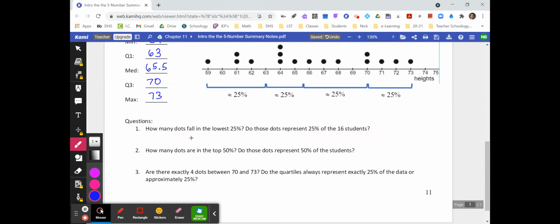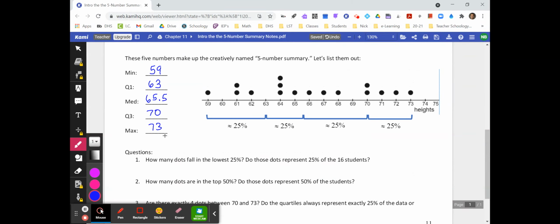So let's answer these follow-up questions here. So how many dots fall in the lowest 25%? So go ahead and pause the video and let's count those up. Hopefully we saw that we had 4 dots there in that lower 25%. And then a follow-up question, do those dots represent 25% of the 16 students? Well, the answer to that one is yes, right? 25% of 16 is 4, and we have those 4 dots there in that lowest 25%.